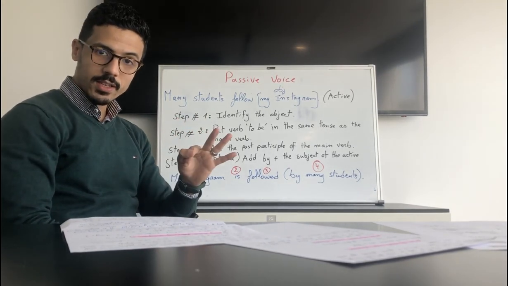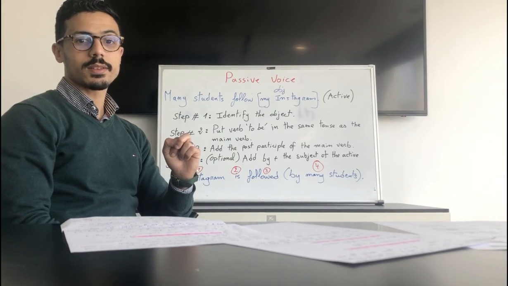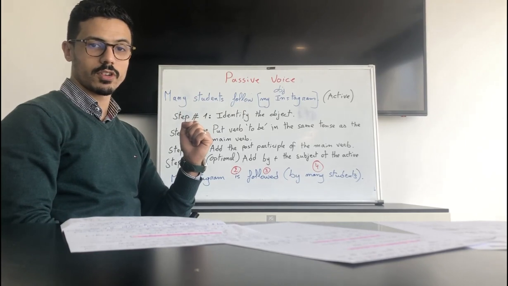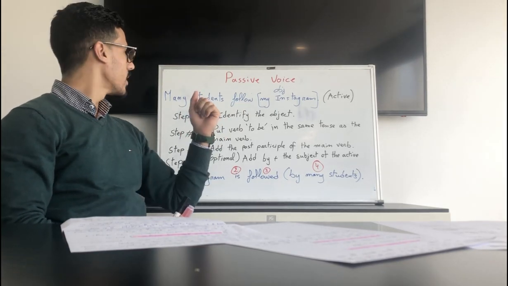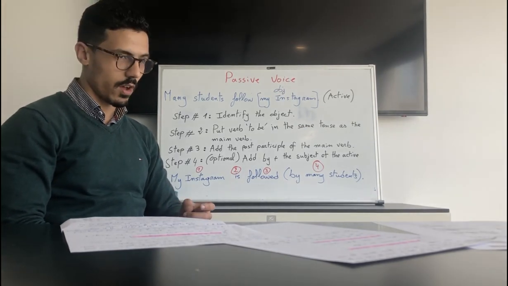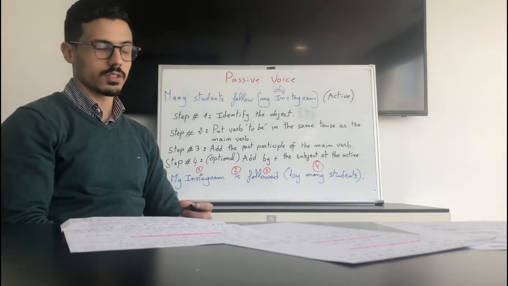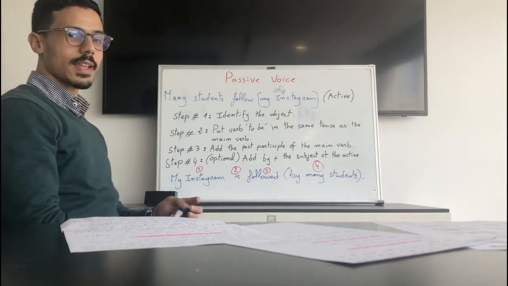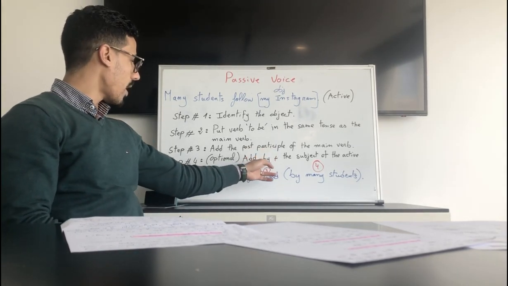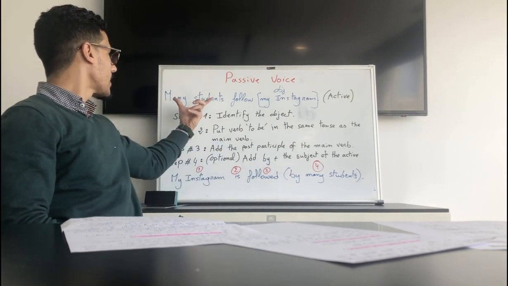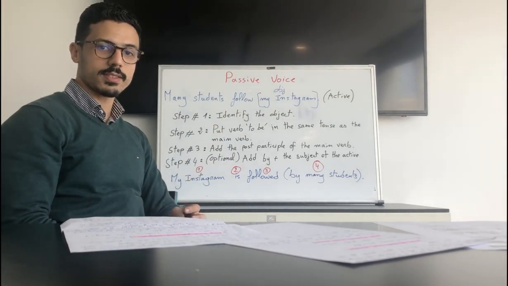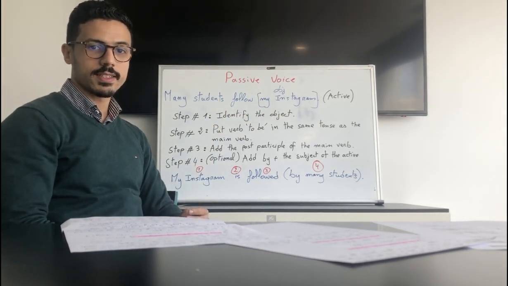Step number 3 is to take the past participle of the verb. In this case, follow, its past participle is, yes, it's regular. It's followed. We add ed. Followed. Okay. And step number 4 is optional, like I said. We add by plus the subject of the active sentence.